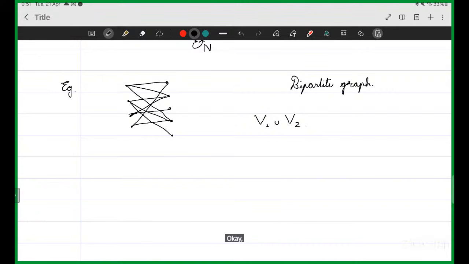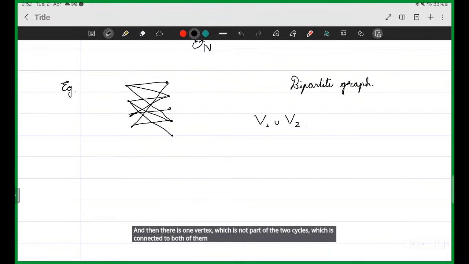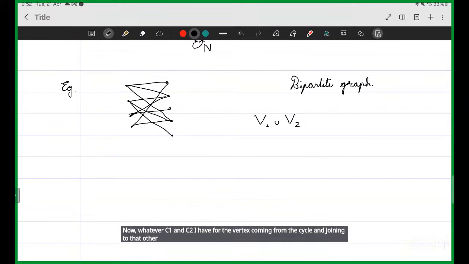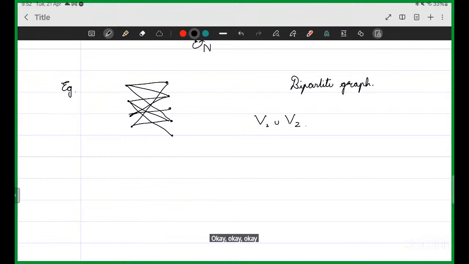Then there is one vertex which is not part of the 2 cycles, which is connected to both of them. Now, whatever C1 and C2 I have for the vertex coming from the cycle and joining to that other point, I can use the other color. So this is 3 colorable.